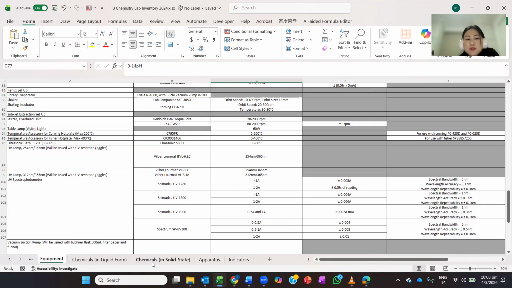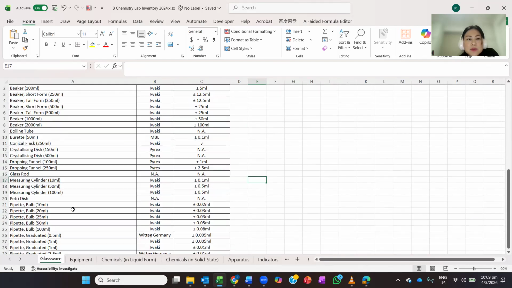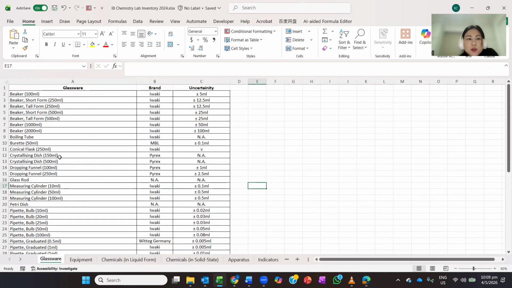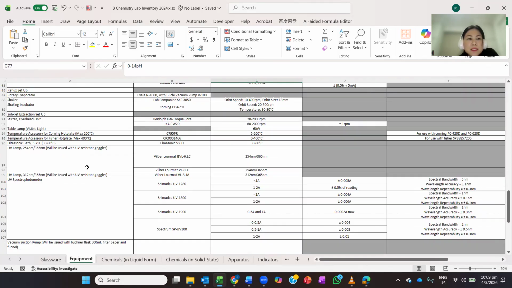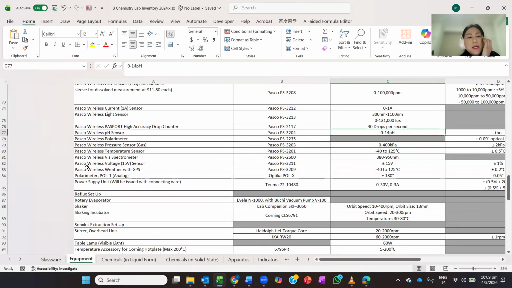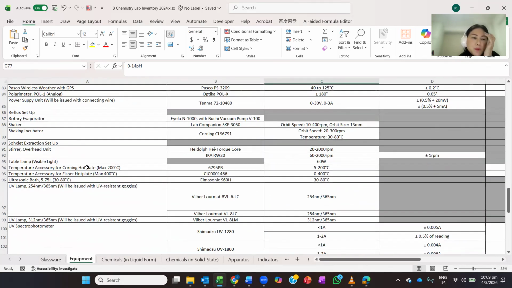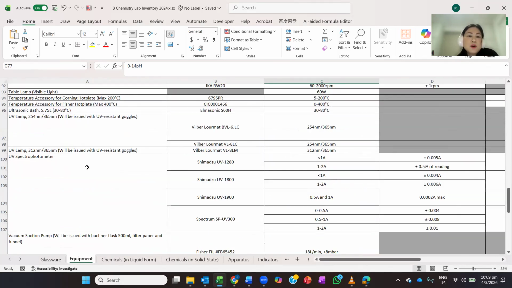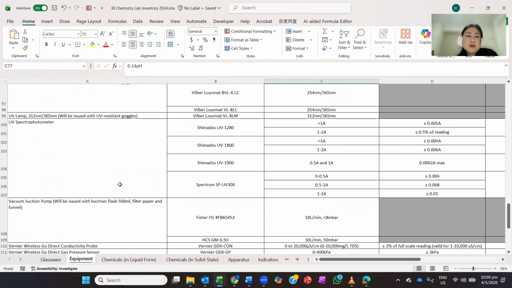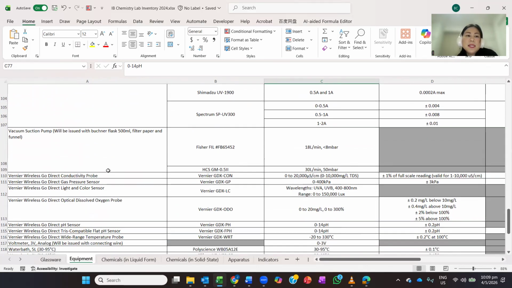Okay, so there are different tabs, so you just look out for what you want. So if we are looking out for things like glassware, go to the first tab, you see what glassware is available and their uncertainty and their volumes. So when you plan your procedure, you fit it according to what is available in the lab. Second, equipment. Some people want a pH meter, some people want a checker, some people want a UV lamp. So you are allowed to check against the list to see if what you want is available.